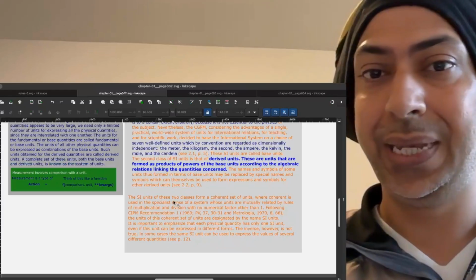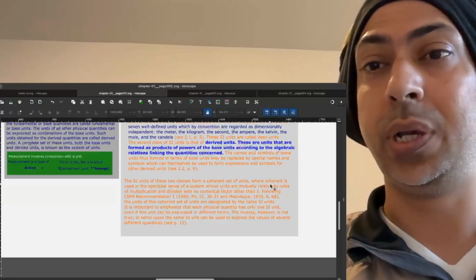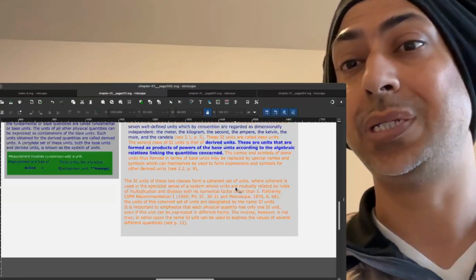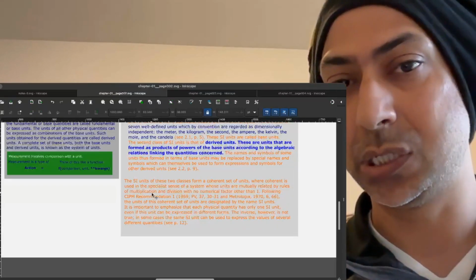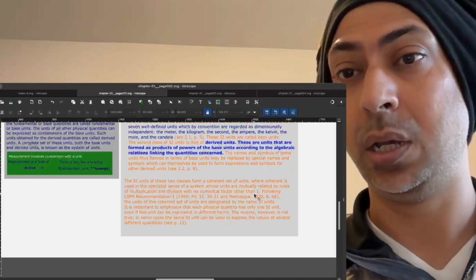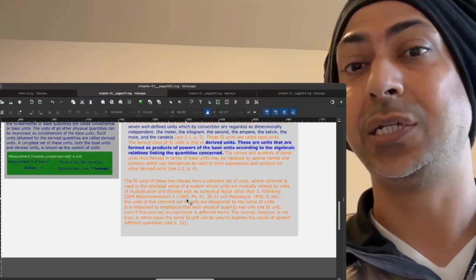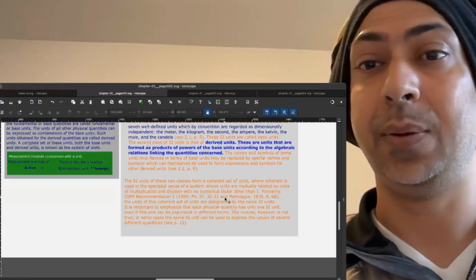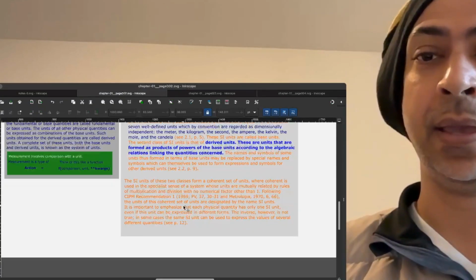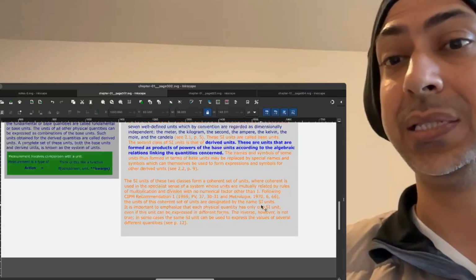The SI units of these two classes form a coherent set of units, where coherent is used in the specialist sense of a system whose units are mutually related by rules of multiplication and division with no numerical factor other than 1. Following CIPM recommendation 1, 1969 PV 37 30 31 and Metrologia 1976 66. The units of this coherent set of units are designated by the name SI units.